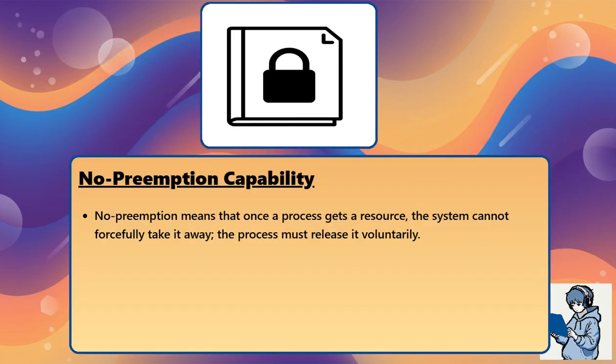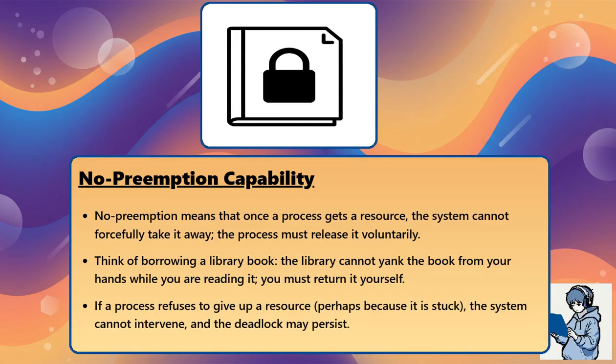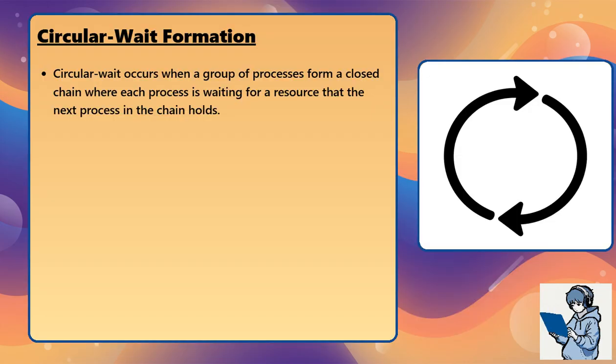No preemption means that once a process gets a resource, the system cannot forcefully take it away. The process must release it voluntarily. Think of borrowing a library book. The library cannot yank the book from your hands. While you are reading it, you must return it yourself. If a process refuses to give up a resource, perhaps because it is stuck, the system cannot intervene, and the deadlock may persist.